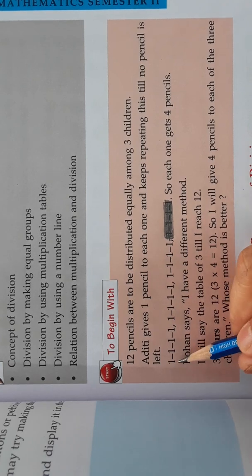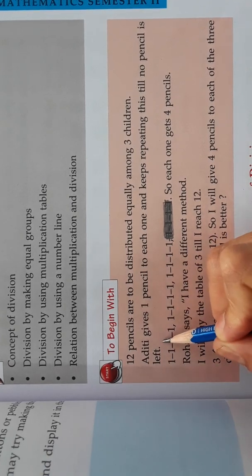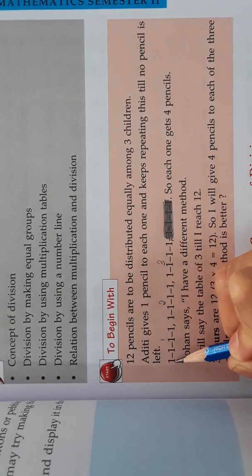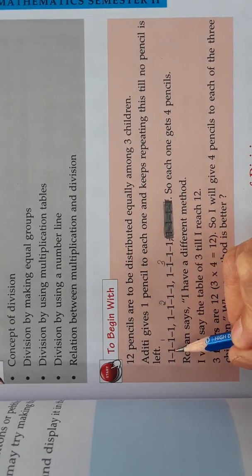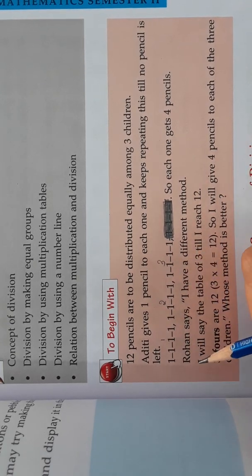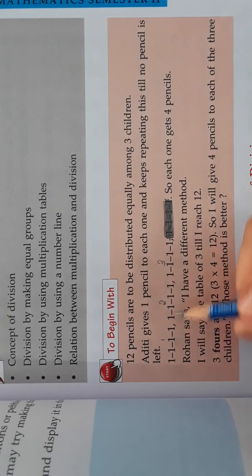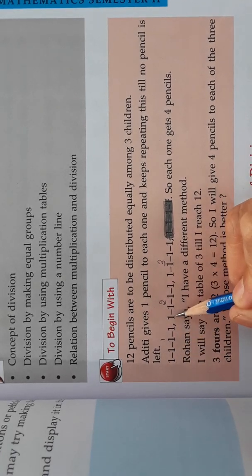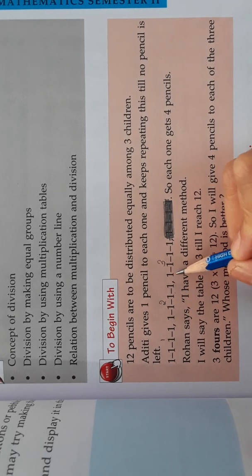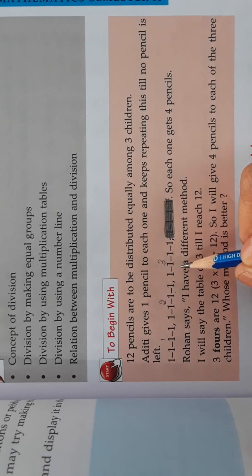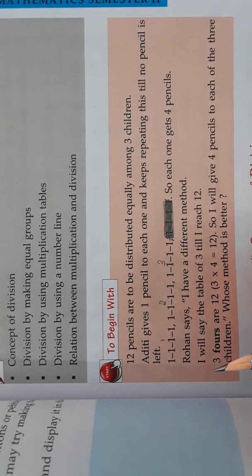Suppose you consider these as the first friend, second friend, third friend. She will give one pencil one time, again one pencil, again one pencil. So how many pencils will each get? 4 pencils, 1, 2, 3, 4. The first friend will get 4 pencils, the second friend will get 4 pencils, and the third friend also gets 4 pencils. Now Aditi is not having any pencil with her. No more pencil is left with her.